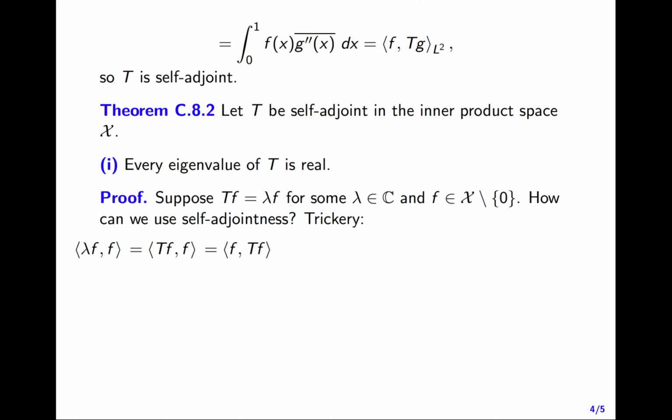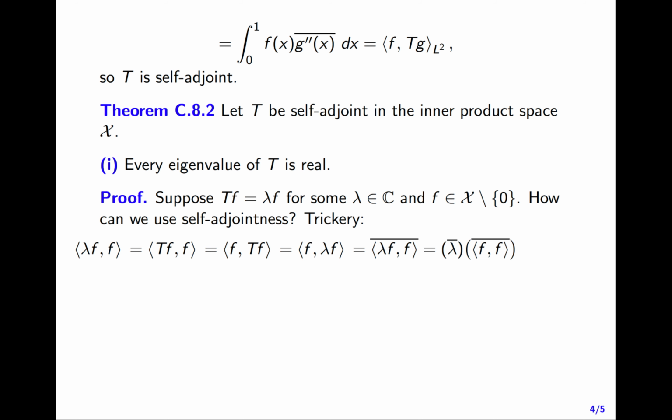And now I'm going to move that T over to the other element of the inner product, and I can do that because T is self-adjoint. So the inner product of TF with F is the inner product of F with TF. And that's the inner product of F with lambda F, again using the equality TF equals lambda F. And now I'm going to flip the order of the elements in my inner product around. This is the conjugate of lambda F inner producted with F, just by properties of the inner product.